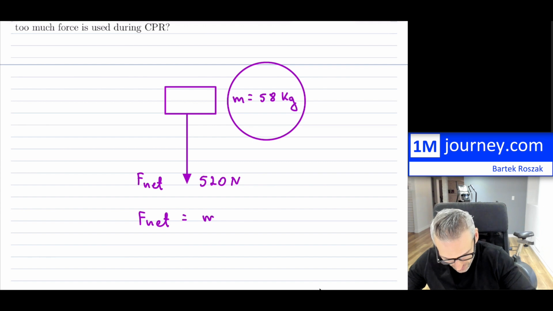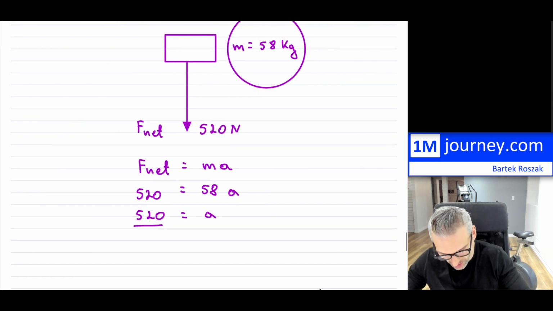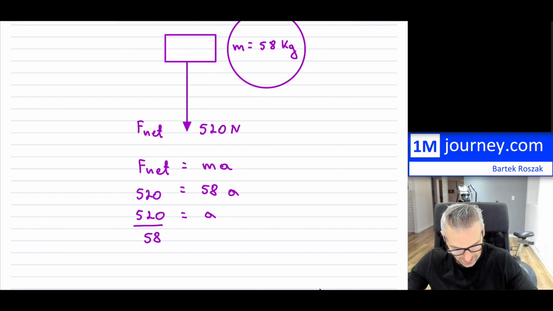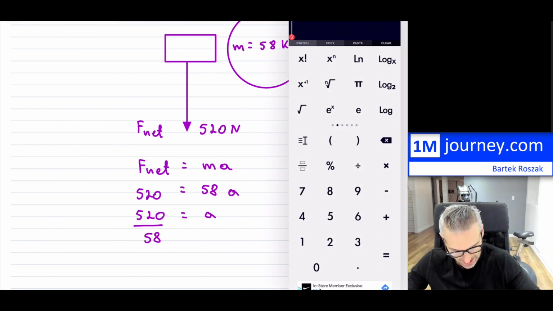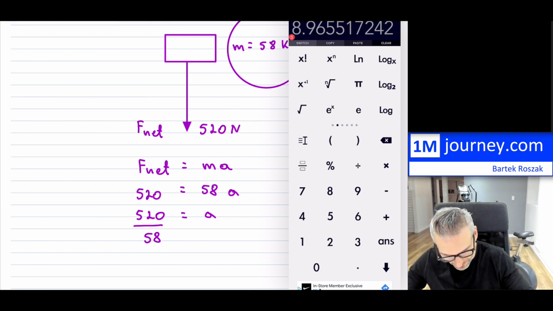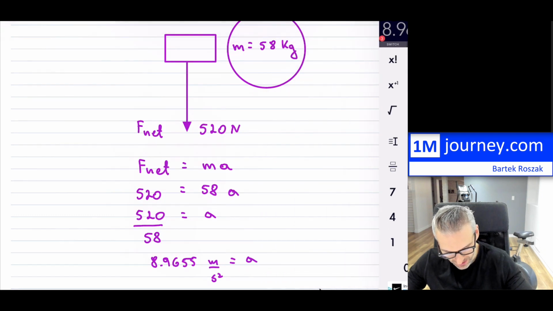So Fnet equals mass times acceleration. We have 520 newtons. Your mass is 58, and everything is in metric standard units, so this becomes very simple. You can just substitute all of this in, divide by 58, and we have our answer. So this would have been 8.9655, etc. meters per second squared that we would have in here.